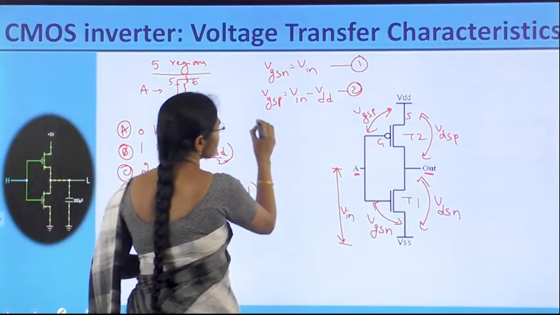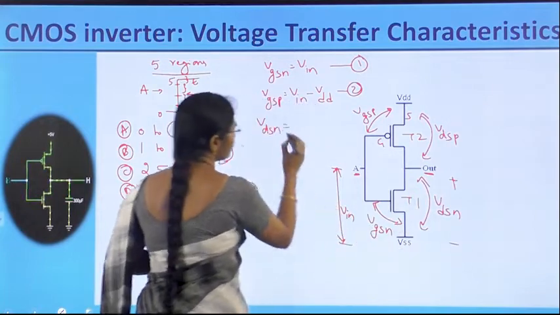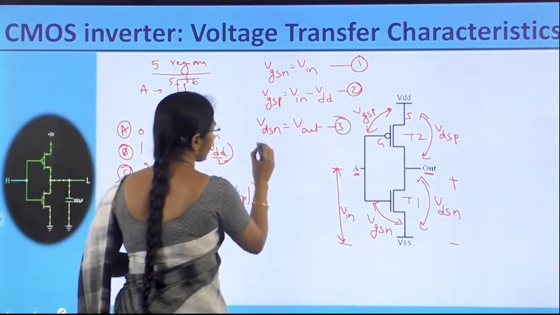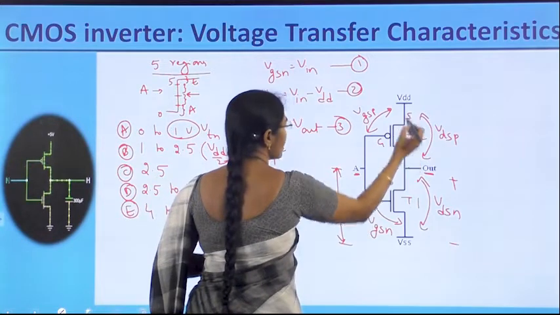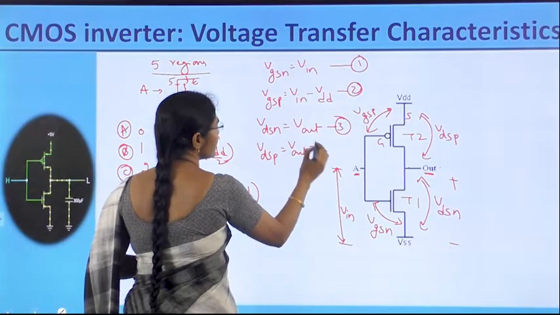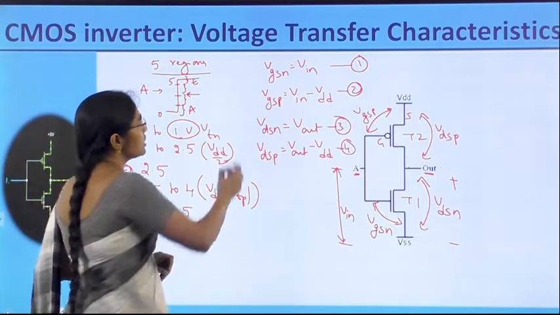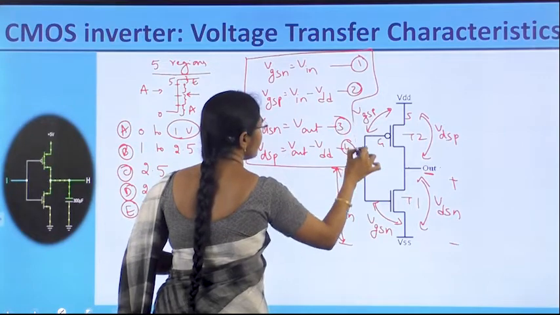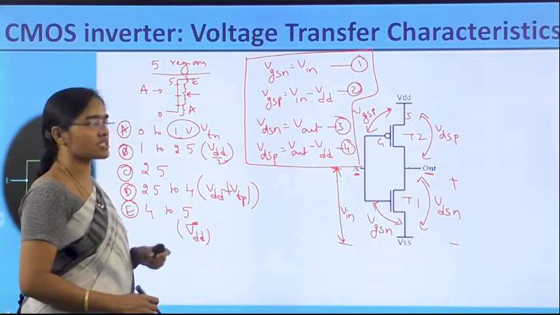Then Vout, that is VDSN. VDSN is simply equal to Vout. So Vout is equal to VDSN. Take that as equation number 3. And VDSP is the voltage between drain and source. This is Vout minus VDD. So VDSP is equal to Vout minus VDD. Take that as equation number 4. So these 4 equations represent whether the transistors T1 and T2 are in cutoff, saturation or non-saturation.